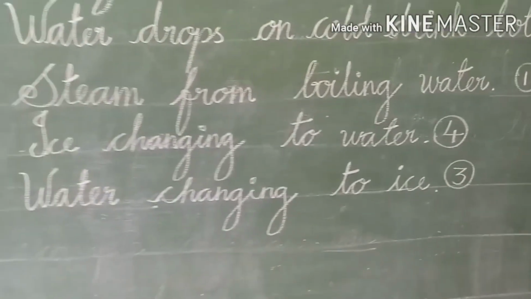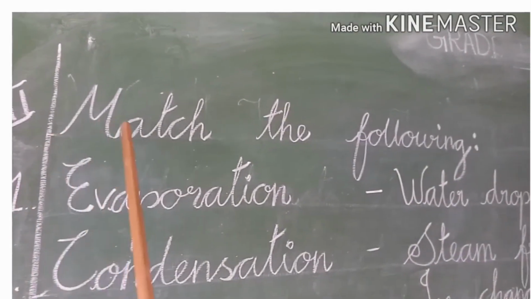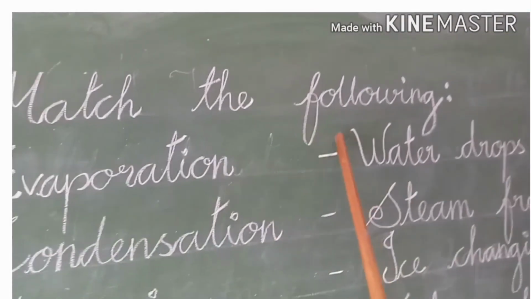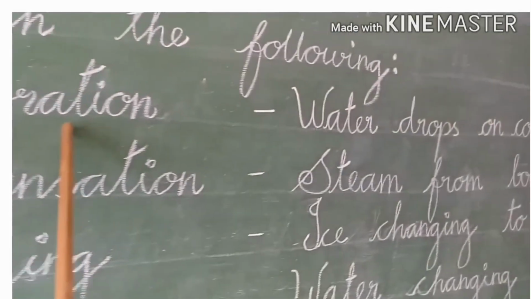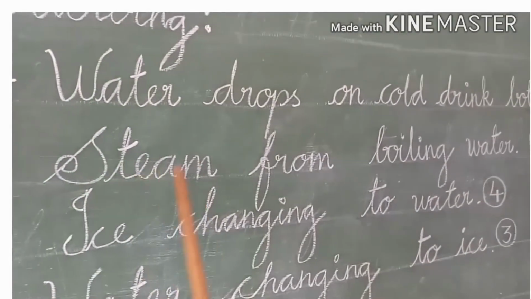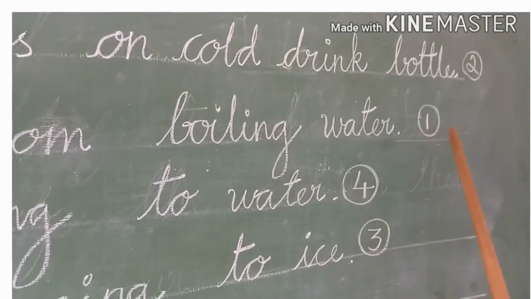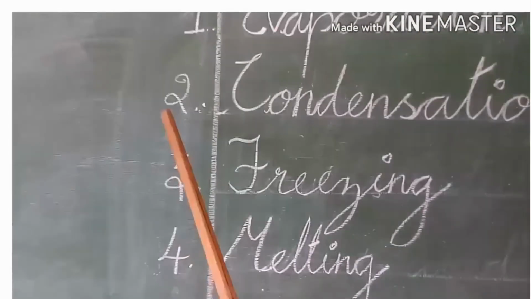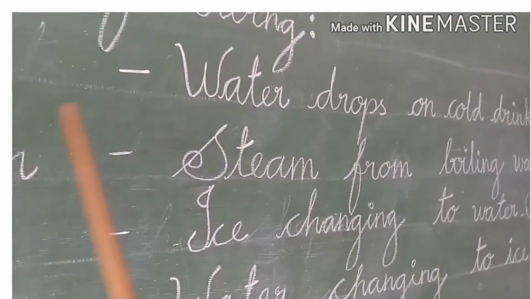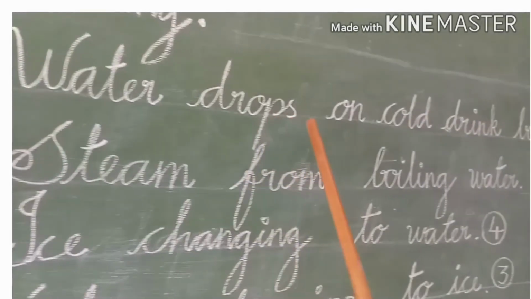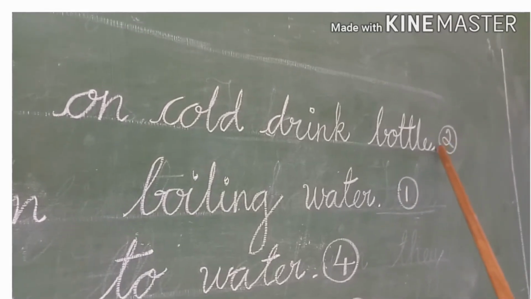Right, children? Yes. Third pattern is match the following. First one is evaporation. Answer is steam from boiling water. Write number 1. Second one is condensation. Answer, water drops on cold drink bottle. So write number 2.